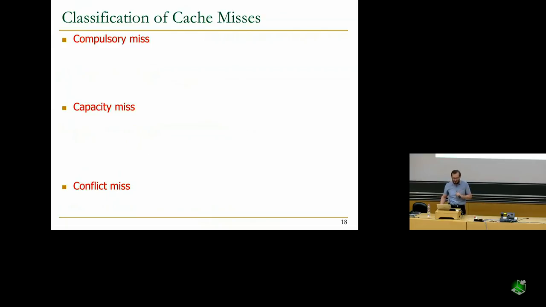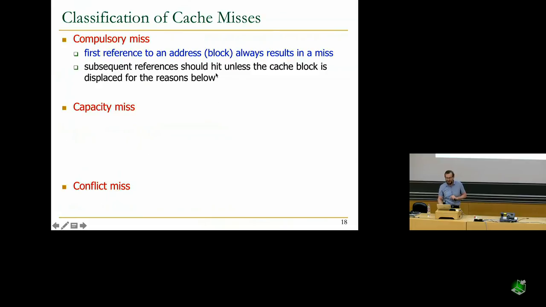I already alluded to this, but compulsory means this is the first reference to a block, and it always results in a miss because the cache is empty. That's the assumption to begin with. Subsequent references to the block should hit in the cache unless the cache block is displaced for these two different reasons. And these two different reasons are classified in an interesting way.